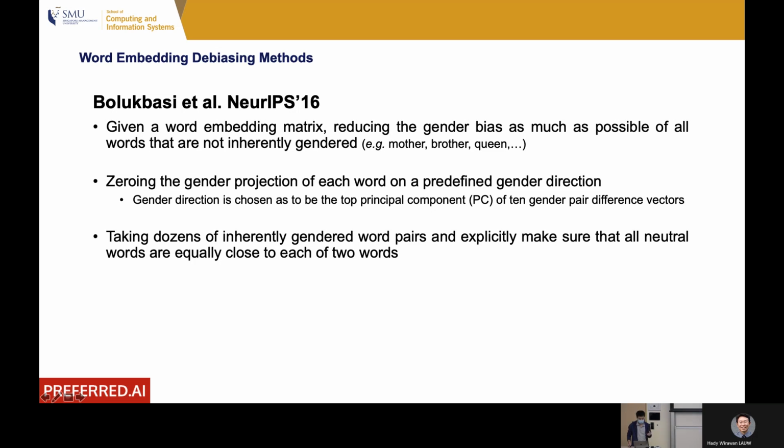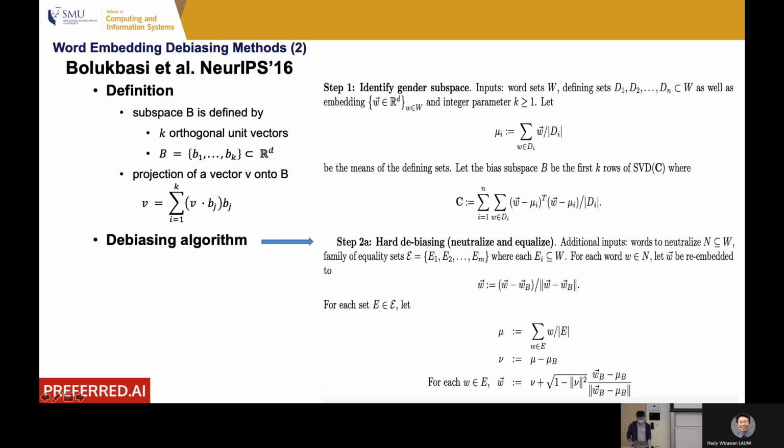And also another step is the gender neutral words must be equally distant to the gender words. This is a detail of this method, so I will talk a little bit on that. The first thing is a subspace is defined by k orthogonal unit vectors in d dimensions, and the projection of a vector v onto subspace B is defined by the weighted sum of the unit vectors b_j here, and the weight is the dot product between the vector v and the vector b_j.